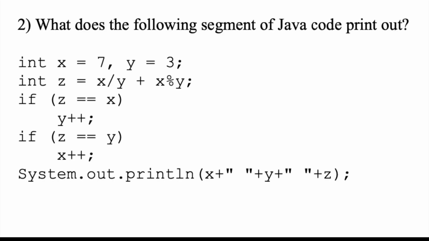Now next, what does the following segment of Java code print out? So this is a bit more complicated, and we're using something called if statements, which I'll explain here. These are if statements that you may not recognize. We're going to be going over them directly in the next unit. So this is actually a great way to give you a bit of a head start on what we're doing next. So right here we have x equals 7, and we have y equals 3. Int z equals x divided by y plus x modulo y.